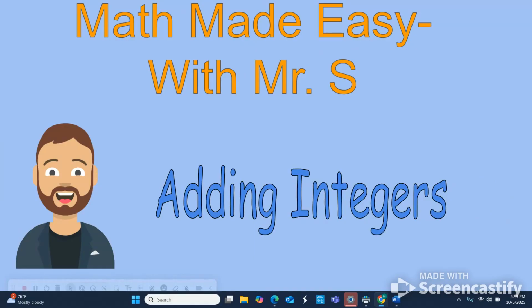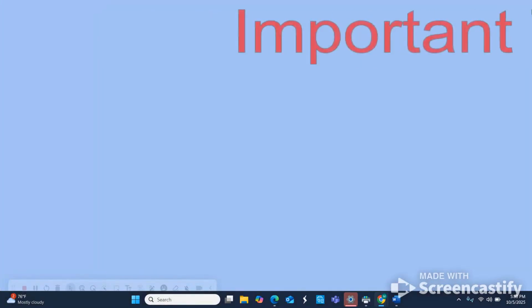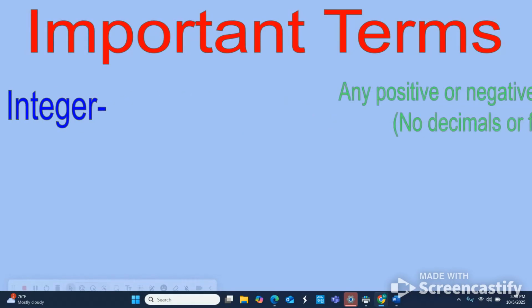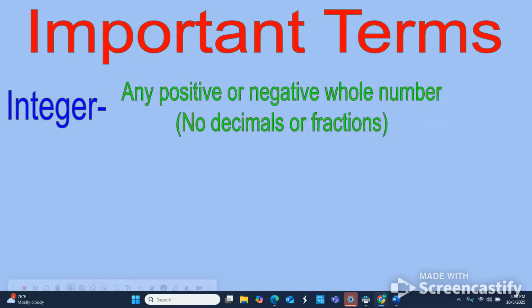Okay, so before we start adding integers though, we probably should learn some important terms that we need to know. The first important term is what exactly an integer is. In the world of math, an integer is just any positive or negative whole number. So that means we don't have to worry about any fractions, decimals, or percents. We're just going to be working with positive and negative whole numbers.